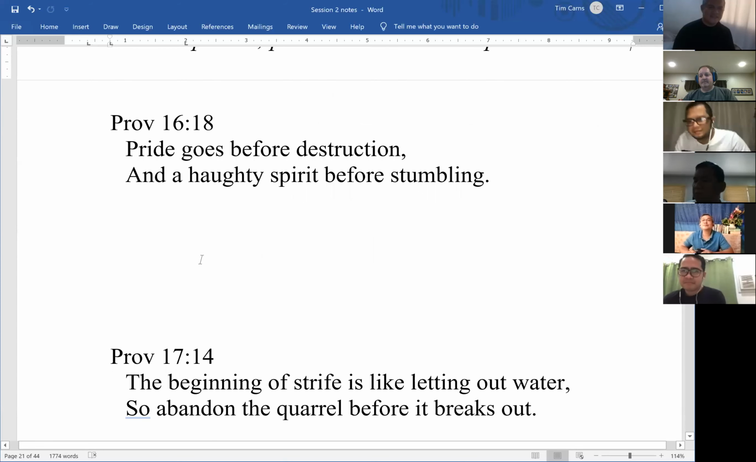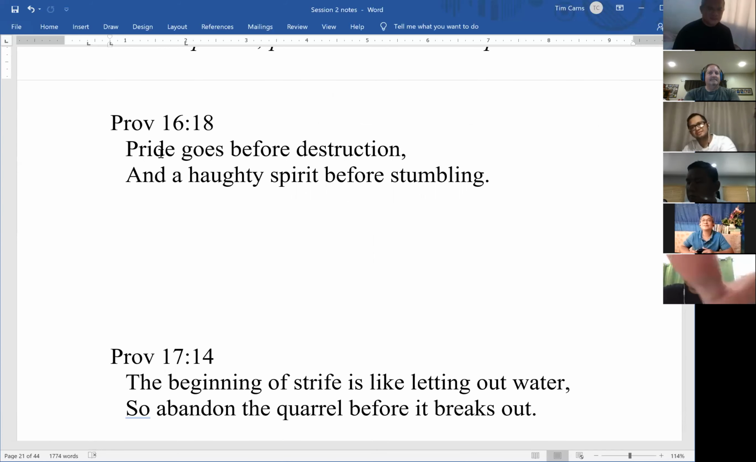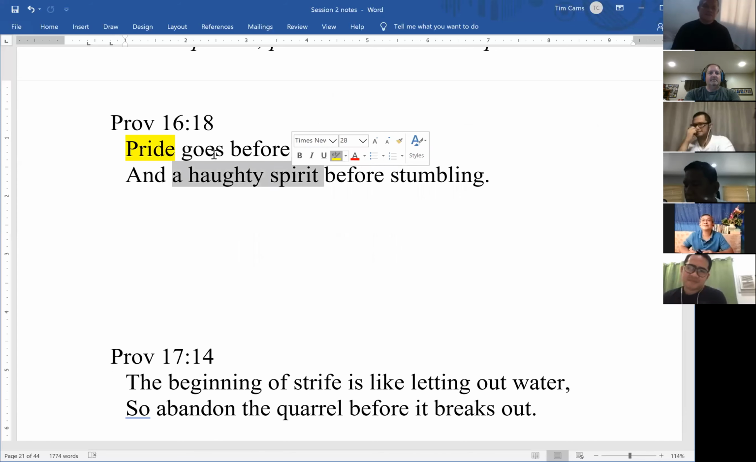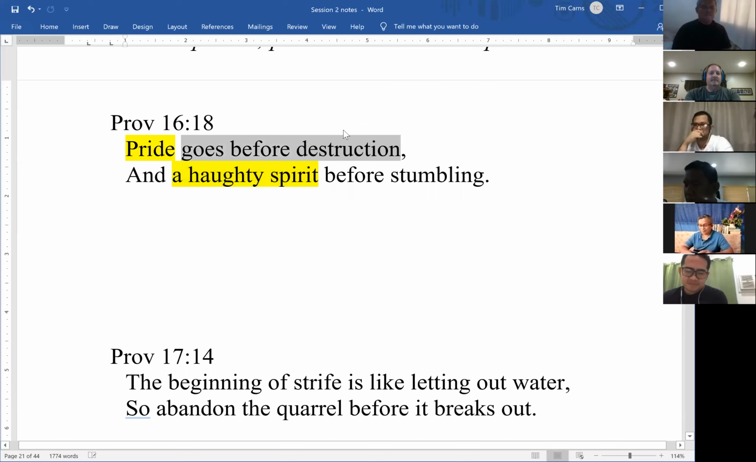Proverbs 16:18. Pride goes before destruction, and a haughty spirit before stumbling. Yeah, you got an easy one. All right. I should make you do the next one because it's so easy. Right? Pride, haughty spirit, clearly together, goes before. All right, and that's parallel to. All right, and then destruction is synonymous with stumbling.